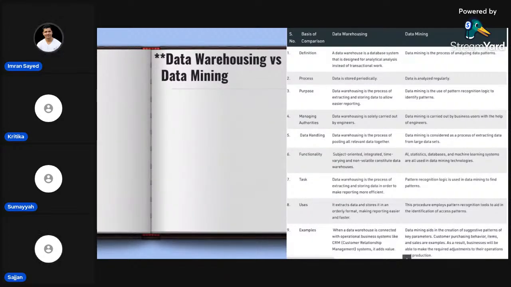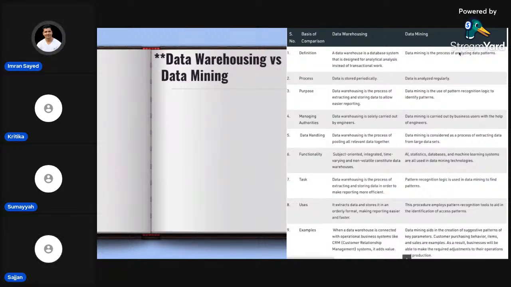Data mining is the process of analyzing the data pattern. So we have a warehouse, and you can do the analysis through data mining on that warehouse. So data mining is usually done on the warehouse. You need to have a database system to be able to analyze those things.